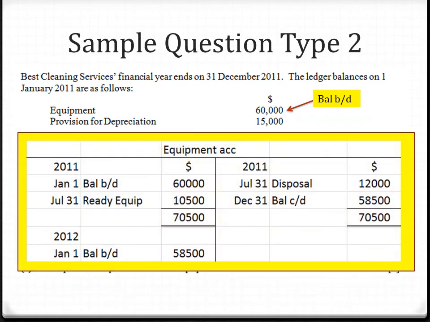So here's a look at the equipment account. You started off with a balance of 60K, and then you sold off the original cost, take it out, which is 12K. Don't put the sales proceeds here. I repeat, this is the third or fourth time I've said this. And when you buy some more equipment, you add on, on the debit side, 10,500. And then you will get your new balance.